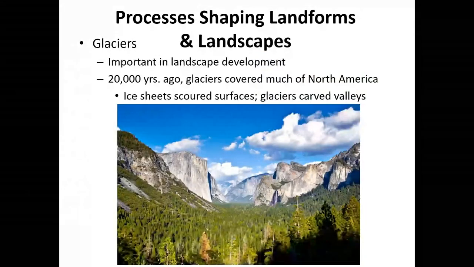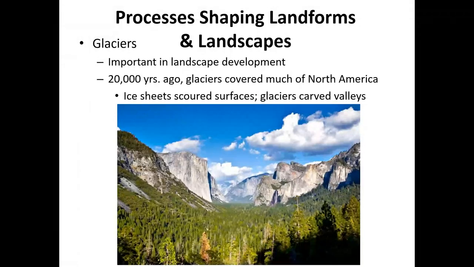So glaciers are also very important. Glaciers covered much of the Midwest about 20,000 years ago. The last glaciers retreated roughly 15 to 20,000 years ago, and they can carve valleys and make real dramatic changes to the landscape.